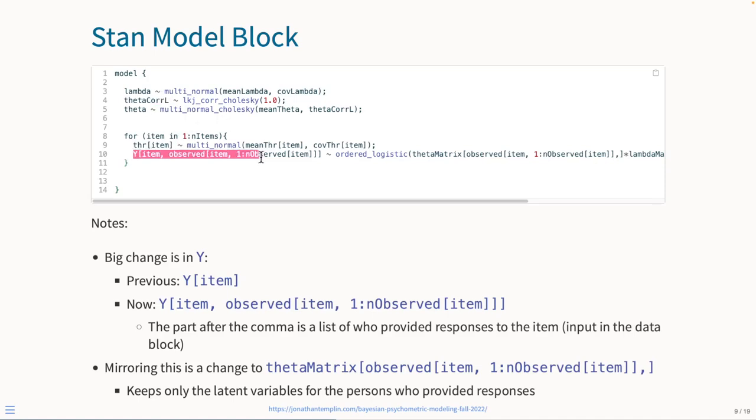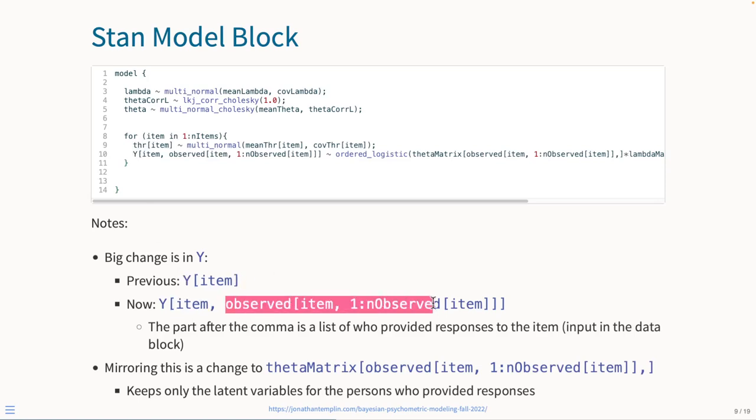Here's the key. Here's our data. Prior to this class, we had Y of item. It looked like this before. And now there's item and then something over here in pink. That term in pink contains the cases that we're not missing. It's a list of numbers, or just a vector of numbers. So what we're doing in computer science terms is array indexing. Have you ever heard that term before?